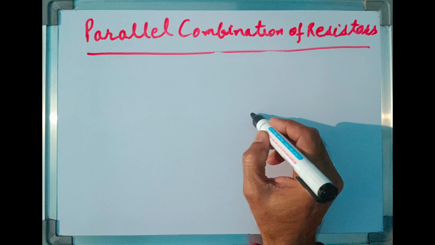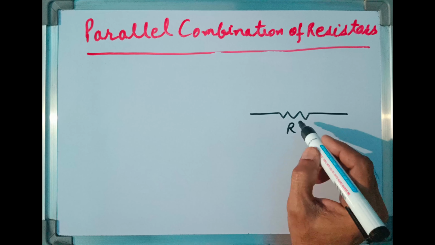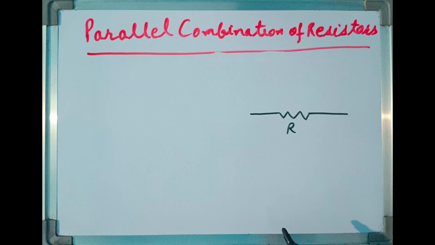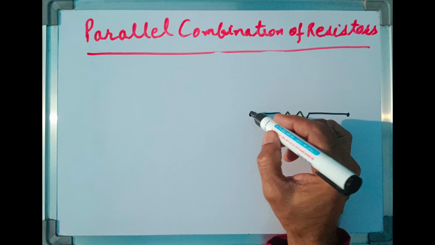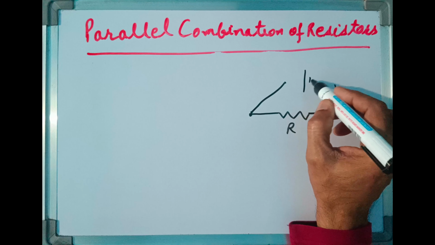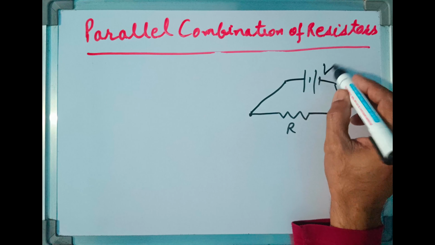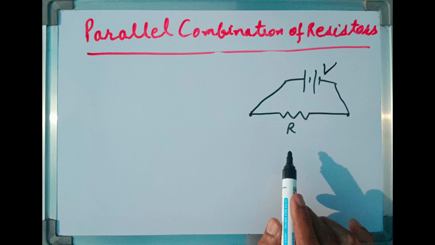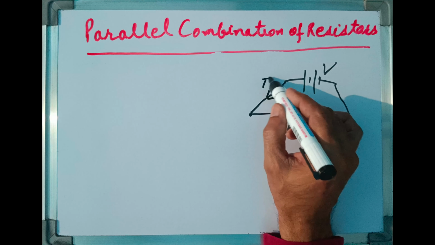Let us suppose R is the value of resistance of a resistor that is equivalent to the combination of three resistances R1, R2, R3 in parallel to each other. Then if I connect this equivalent resistor to a battery of the same potential difference, that is V volt, then because this resistor is equivalent to the parallel combination of three, it will draw the same amount of current, that is I.